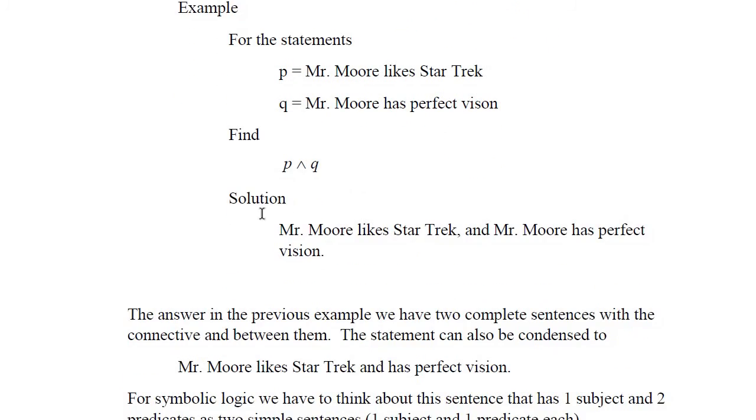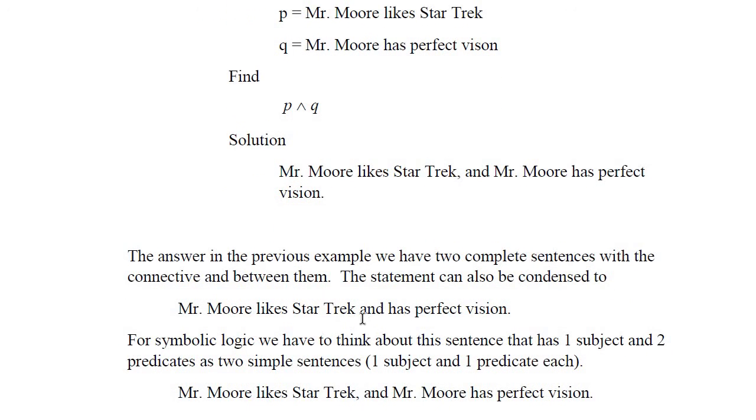Now, if we take a look at this previous example, you notice what I have is two complete sentences with the connective between them. But we can also condense this statement to read something like this. Mr. Moore likes Star Trek and has perfect vision. So when we condensed it like this, what we had is one subject and two predicates. But whenever we take a look at the symbolic logic version of it, we have to look at it as two simple sentences, where each one has one subject and one predicate.